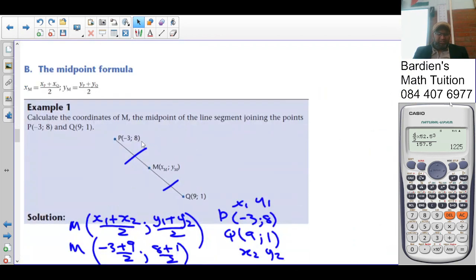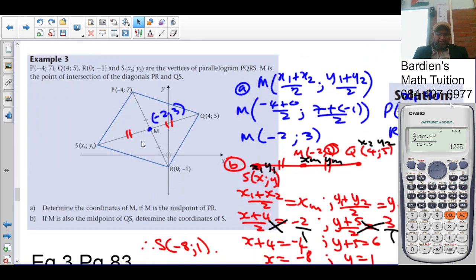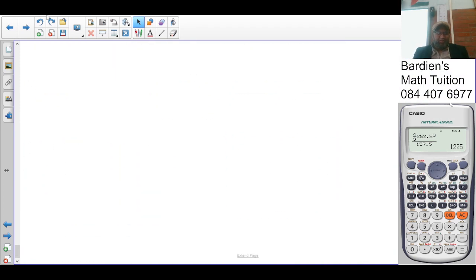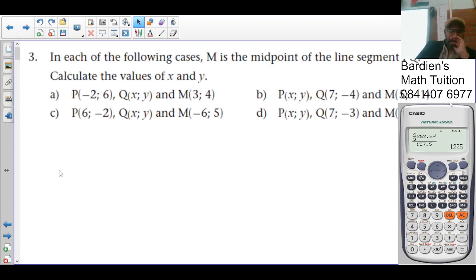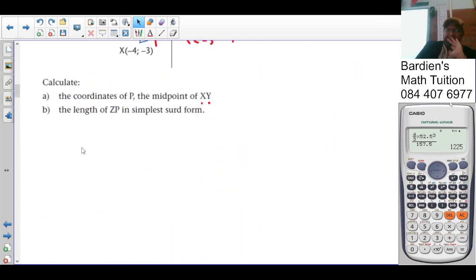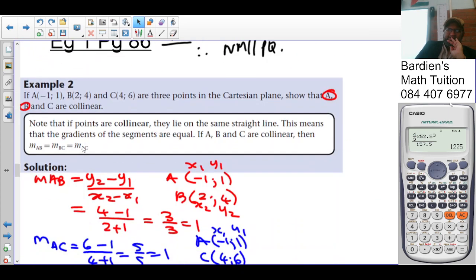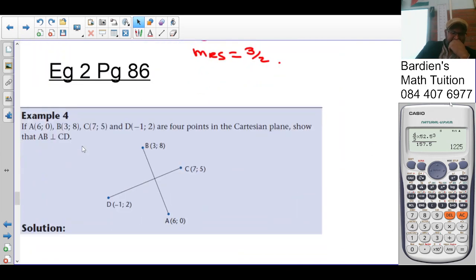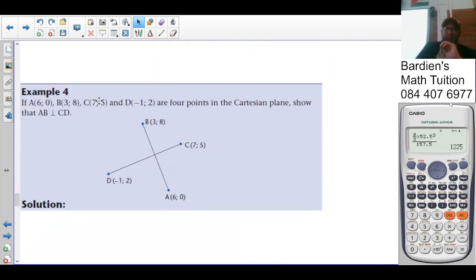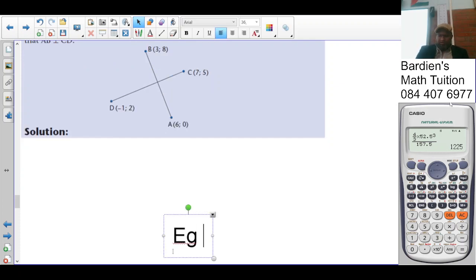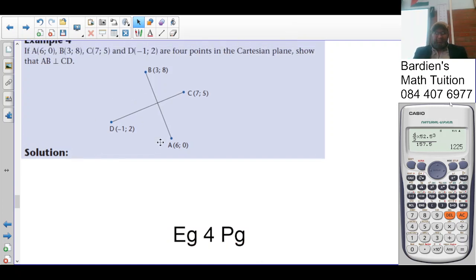So in analytical geometry we had to do exercise 4.2 for homework. We concluded the whole of exercise 4.1. We haven't done example 4. No. Alright, let's start there before we go into that exercise. Is that okay? So this is example 4 on page 87.